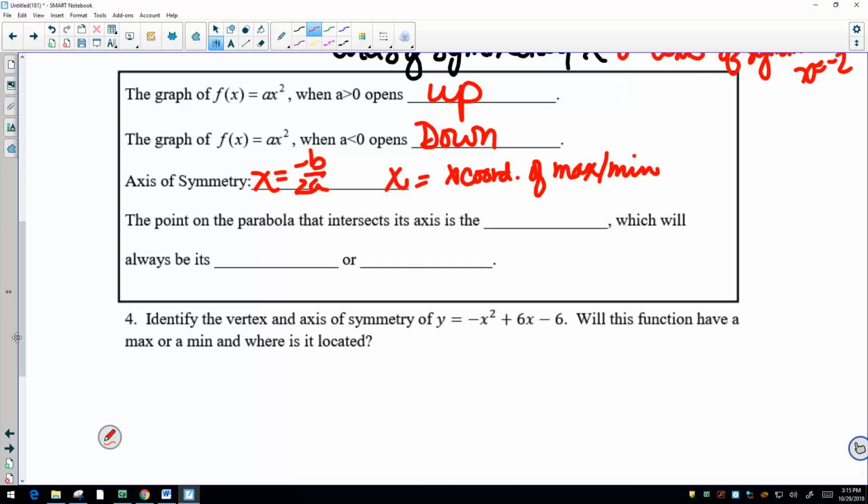Okay. The point on the parabola that intersects its axis is the vertex, and that is always going to be its maximum or its minimum. So the vertex is the max or the vertex is the min.